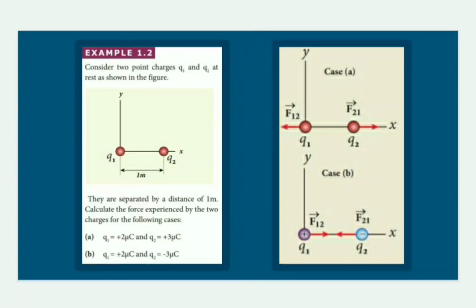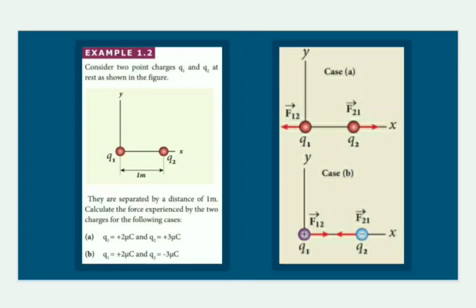Okay, now consider 2 point charges Q1 and Q2 at rest as shown in the figure. They are separated by a distance of 1 meter. Calculate the force experienced by the 2 charges for the following cases. They have given 2 microcoulomb and plus 3 microcoulomb in the first case, and in the second case it is plus 2 microcoulomb and minus 3 microcoulomb. In the first case they will be experiencing a repulsive force and in the second case they will be experiencing an attractive force. You are asked to find the force in both cases.